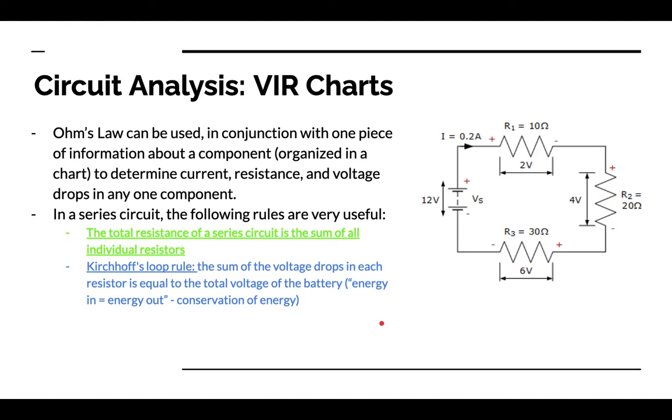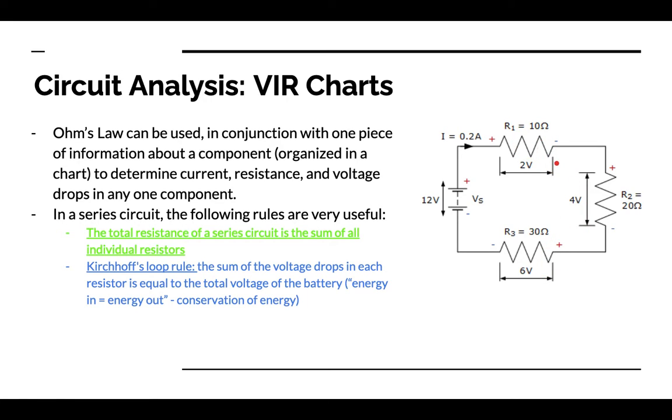Kirchhoff's loop rule states that the sum of the voltage drops in each resistor is equal to the total voltage of the battery. The idea is that the battery is providing 12 volts of electrical energy per charge for our circuit to work. So we have 12 volts available to power any electrical devices that are hooked into our circuit, aka whatever resistors we put in the circuit. So the resistors are going to use all of that electrical energy to power electrical devices. That 12 volts of energy needs to be used around the circuit.